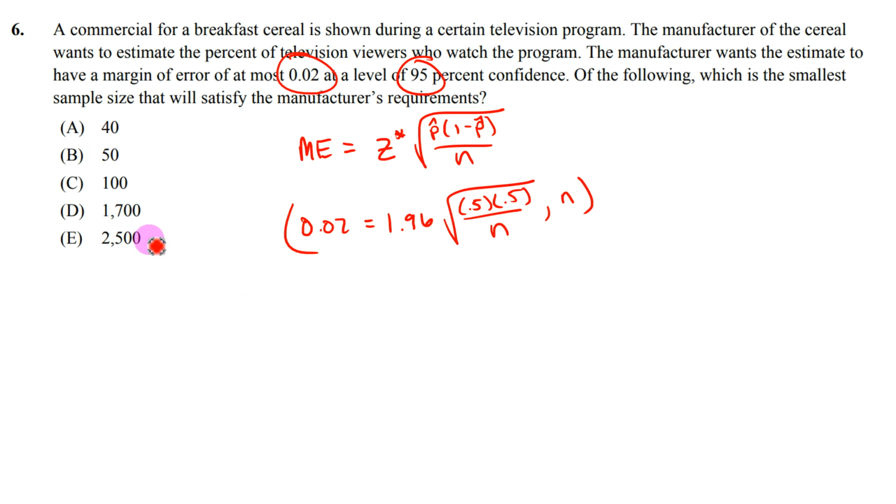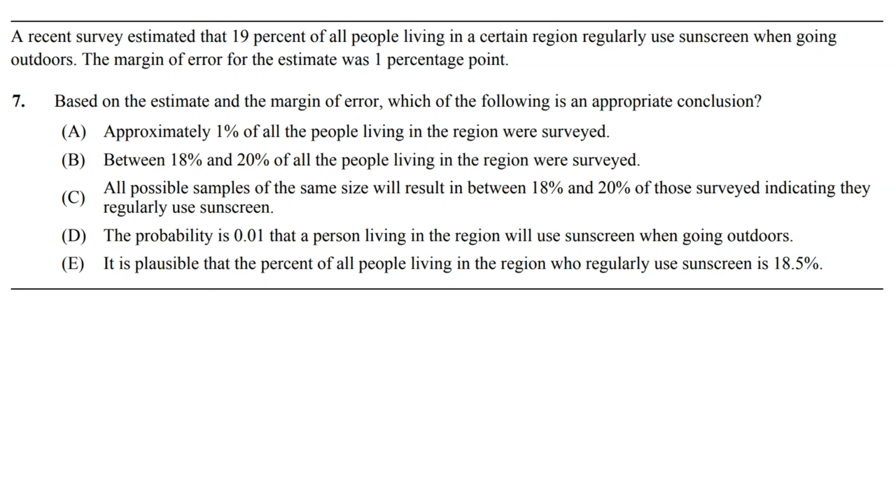And we always go up, never down, with a sample size for a margin of error. For example, just for the record, if they had offered us 2350, that would not have been the correct answer choice, even though that's closer to 2400. You want to go up. 2350 might put us outside the 2%, whereas 2500 will definitely get us inside that. All right, number 7.